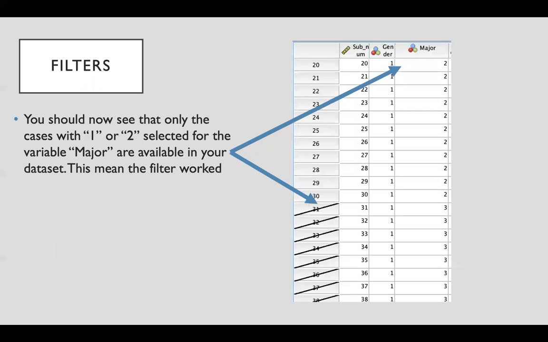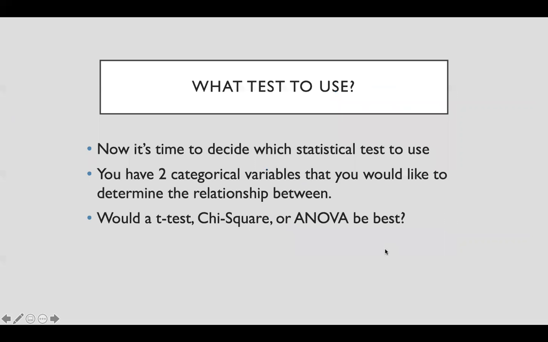What that looks like is if you were to go to your data view, it'll have a whole bunch of lines through items that you're not using. So 31 down. And you can look over here that it's only selecting majors that are 1 or 2. The ones are up here. So this means the filter worked. If you see all these dashes through here, that's always a good way to check.